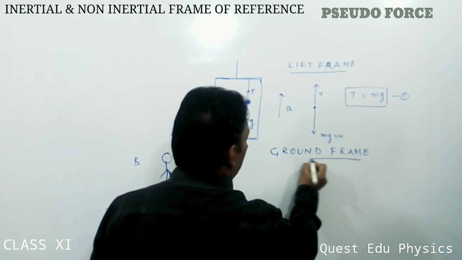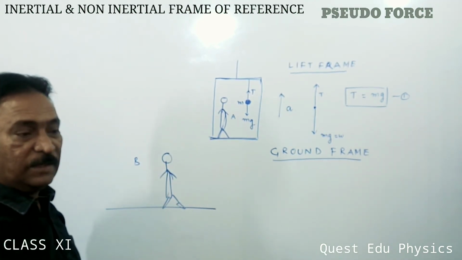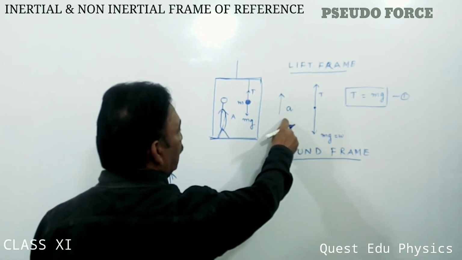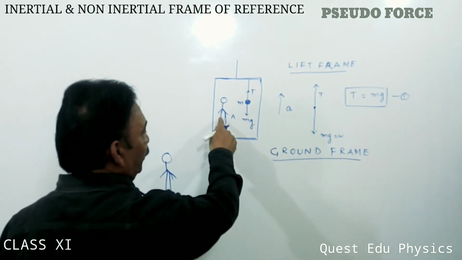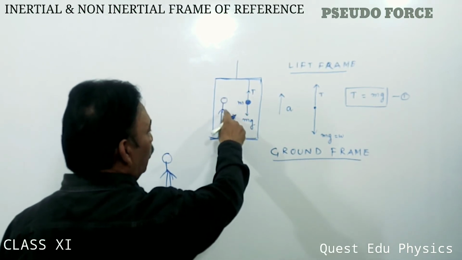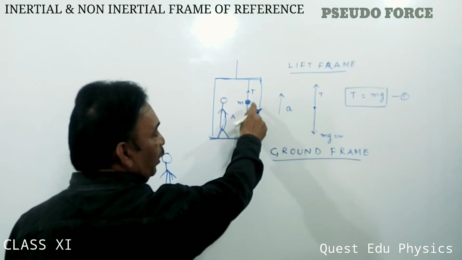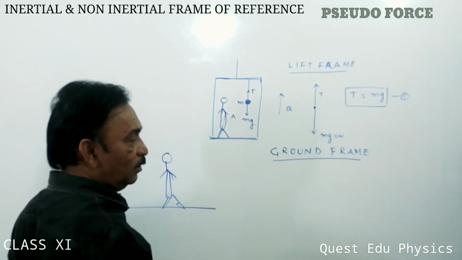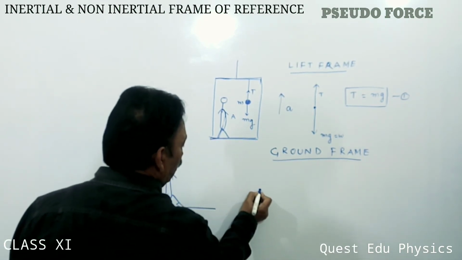Okay, students, as observed by person B, what does he see? He observes the same, but he finds the lift is accelerating up. But this person observes that only the lift is moving, and he feels that the pendulum and he both are at rest. But he observes a different thing. Say this, it is the free body diagram.